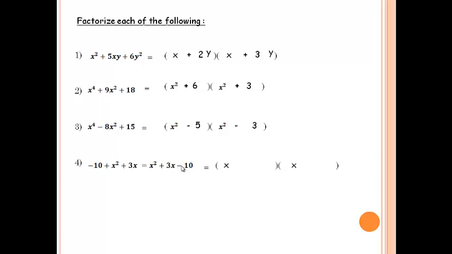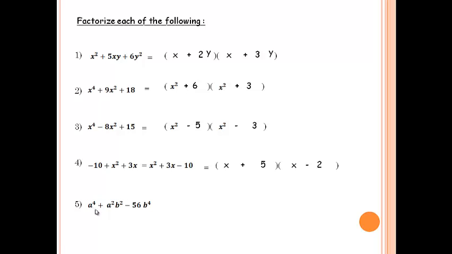The last term is negative, so the two signs are different. One of them is positive and the other is negative. What about 10? I want two numbers whose product is 10 and whose difference equals 3. Yes, 2 times 5. Which of them is positive? The greatest takes the sign of the middle. The middle is positive, so 5 will be positive and 2 will be negative. Another one.